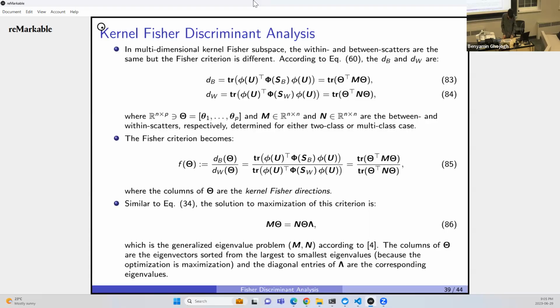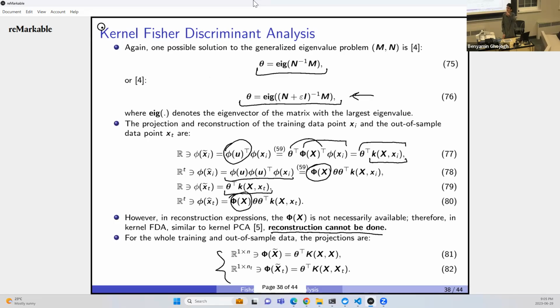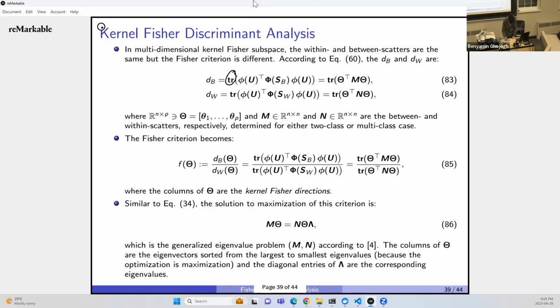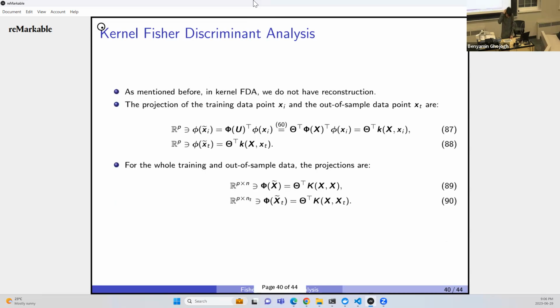And this was for a one-dimensional subspace, theta, right? Theta was a vector. If we make it a matrix, then we'll have the trace of theta transpose M theta over theta transpose N theta. Theta becomes a matrix now. And if we solve it, it's again the generalized eigenvalue problem for M and N, where we have p eigenvectors now, as before.